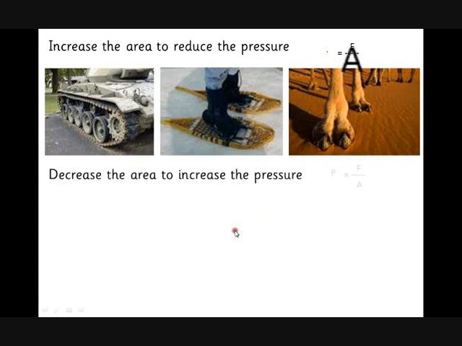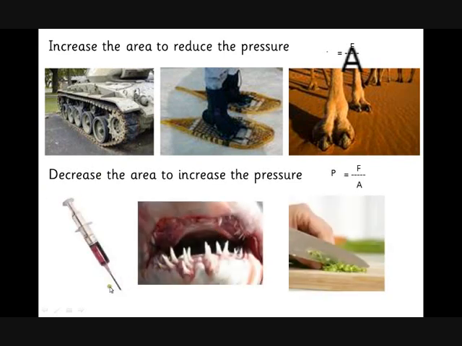Sometimes we want to increase the pressure. We do that by decreasing the area. So some examples of that: the needle on a syringe, a shark's teeth, a sharpened knife. These are things that have a small area. If we get a small area, we get a big pressure.